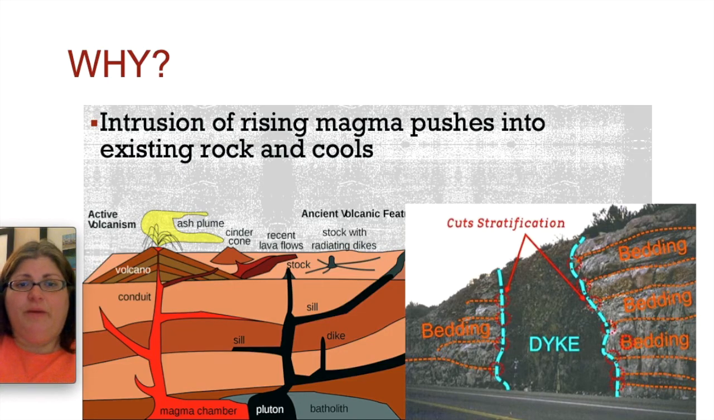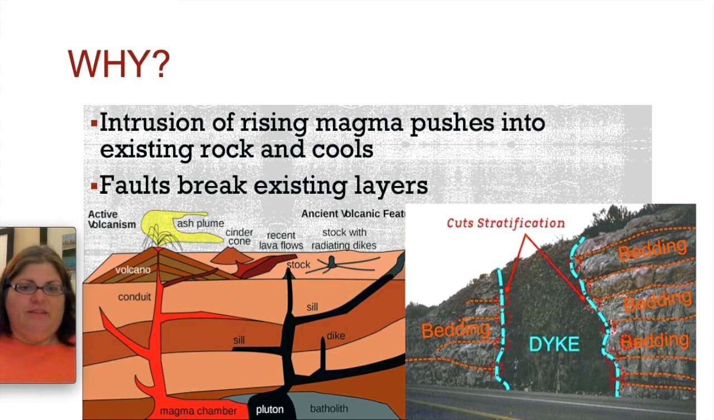Why does this happen? Well, if you've got existing layers and rising magma pushes into existing rock layers, it's going to break the rock layers, leaving behind something like a dike that you see here of igneous rock surrounded by layered rock around it. We call it bedded. If it's a fault situation where the rock has been broken, then the layers on either side of the fault need to be there before it can break what's there.